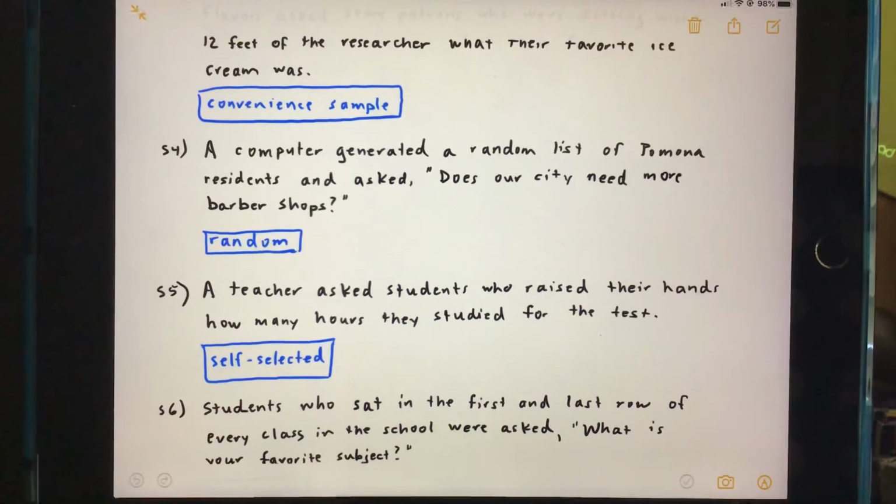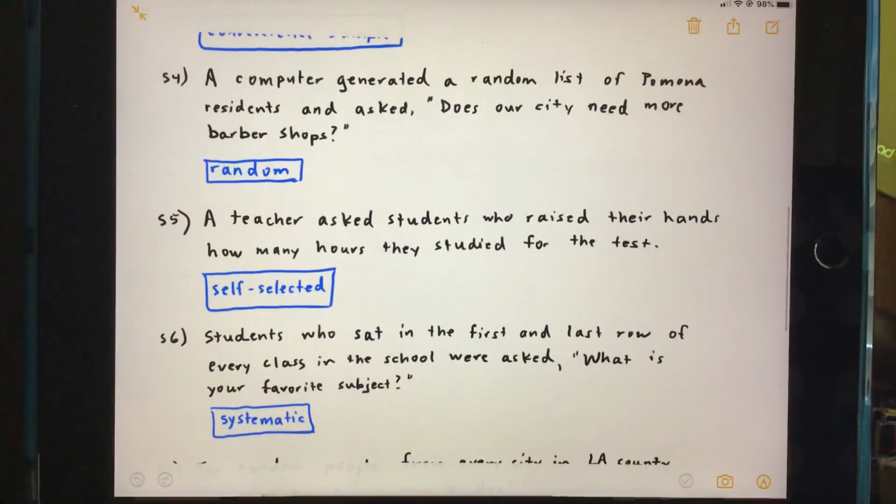Sample 5. A teacher asked students who raised their hands how many hours they studied for the test. This would be a self-selected sample because people who volunteered to answer the question did so. Those students who did not want to answer the question didn't raise their hands, and so they were not part of the sample. A self-selected sample may or may not actually represent the entire population that is being studied. Sample 6.